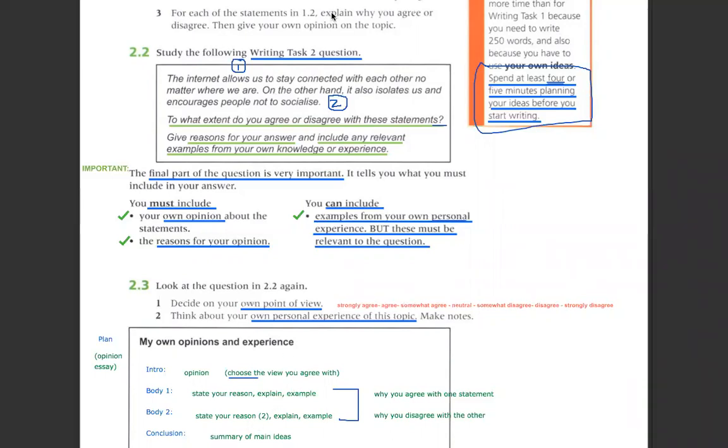All right, now I want you to give me some examples. So can anyone give me an example of how the internet has allowed them to connect with other people? So type in the chat box any examples that you can think of that would allow the internet to keep you connected to other people no matter where they are. So you should have added some examples into your plan.